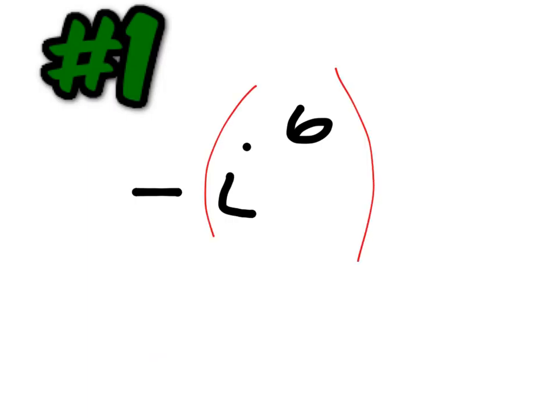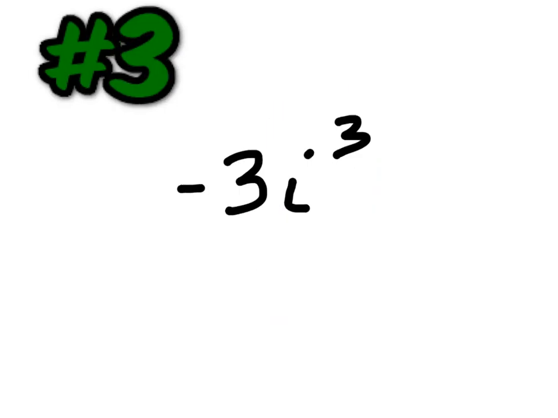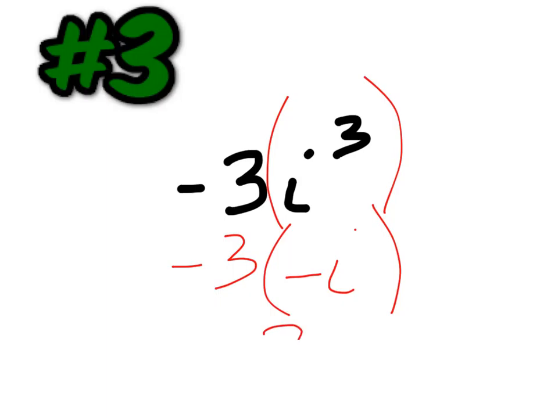i to the 6th is a negative 1, and you already have a negative sign out there. So double negative makes it 1. Try this one. The i to the fourth is going to be 1. And you have a negative sign out in front of it. So it's just a negative 1. Try this one. This is a negative i. So if you multiply it by negative 3, you get a positive 3i.